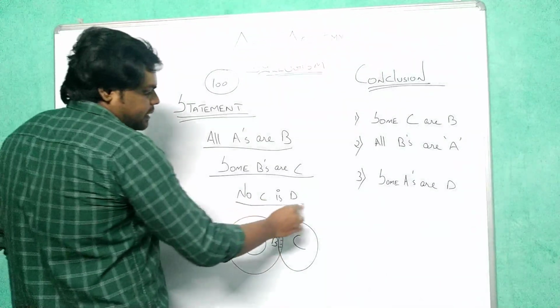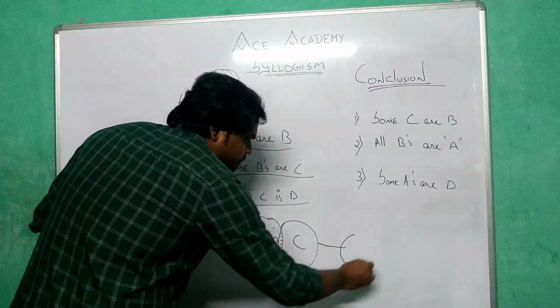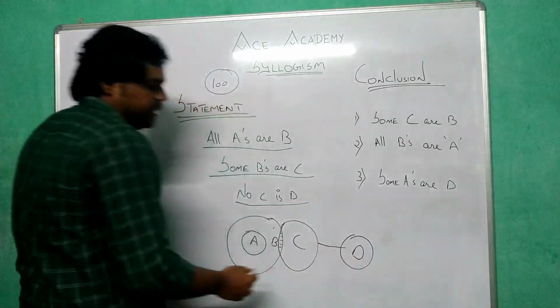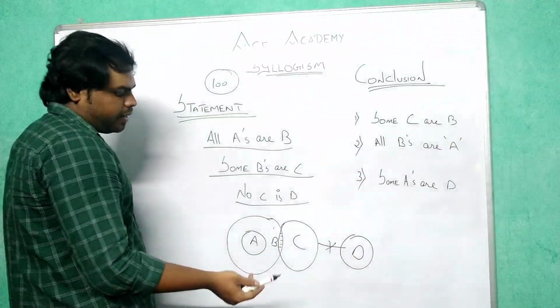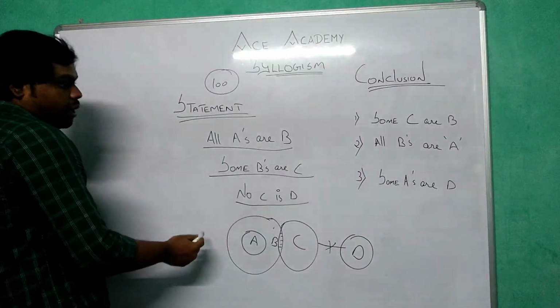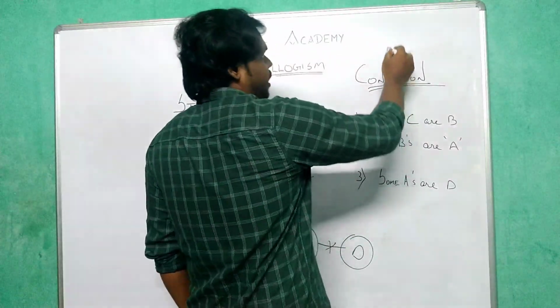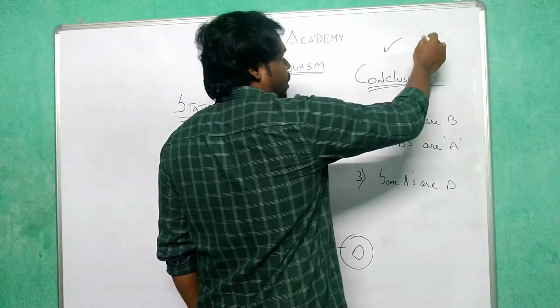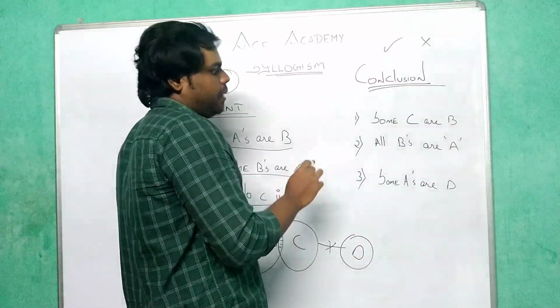Now no C is D. How do we draw that? We show no intersection between C and D. You can also mark it like this for better understanding. No C is D. So now let's check the conclusions. Conclusions are things that you can prove right or prove wrong. It is totally depending upon your reasoning ability.